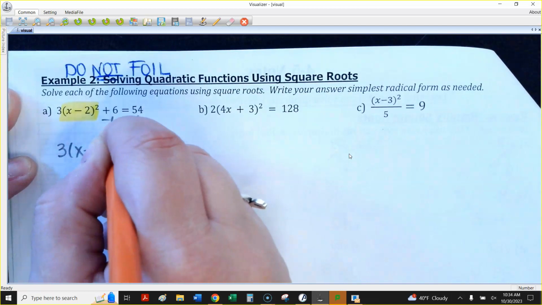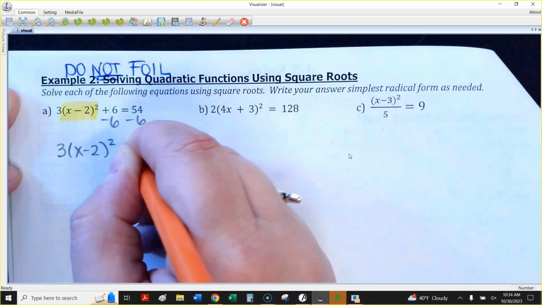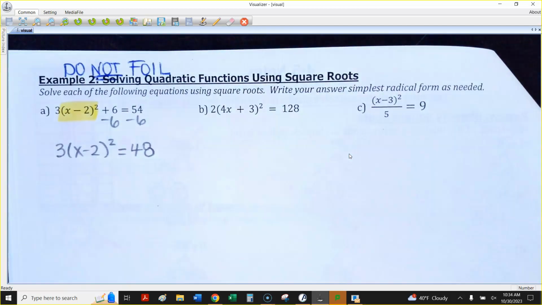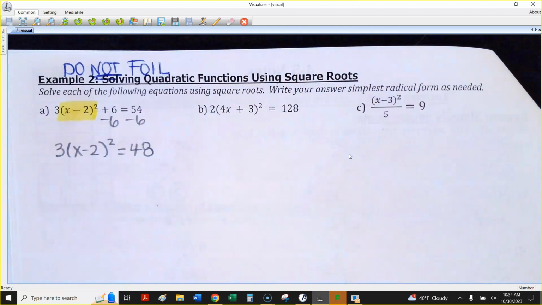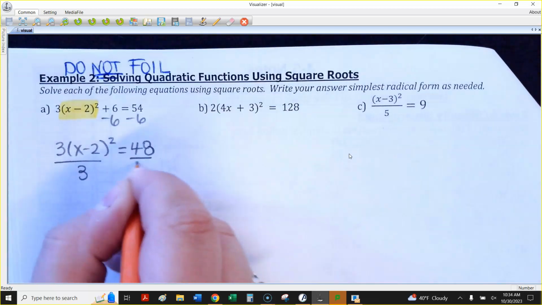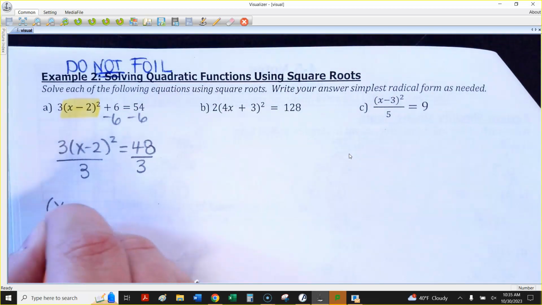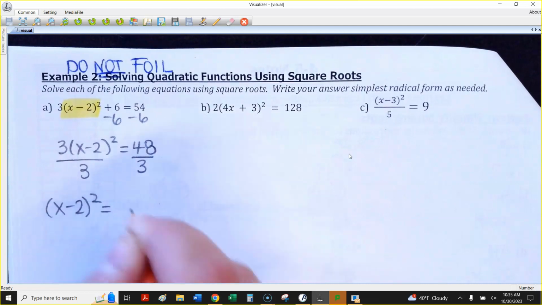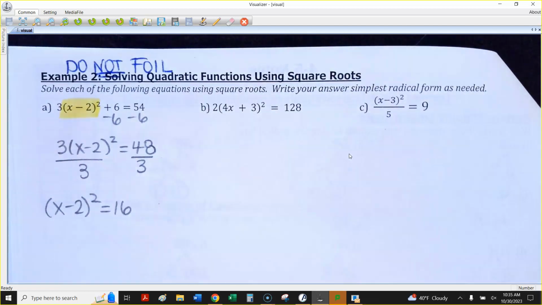And you don't want to distribute into that set of parentheses, right? Our order of operations, we'd have to square it first, but we don't want to do that. So don't distribute. You want to actually get rid of that 3 in front of those parentheses. You're just going to divide. Now, here is why I don't want you to FOIL. If you take 48, divide that by 3, that's 16.